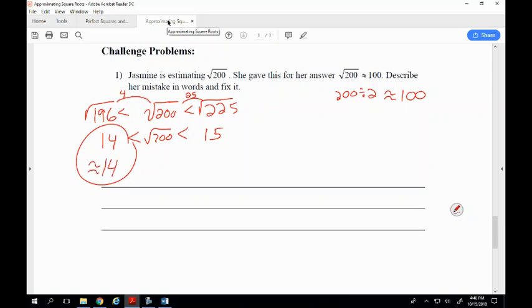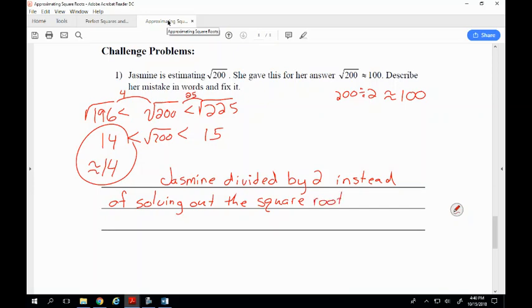Okay? So again, like I said, what Jasmine did was Jasmine divided by 2 instead of solving out the square root. Okay? All right, and like I said, very, very, very common mistake that people do all the time.